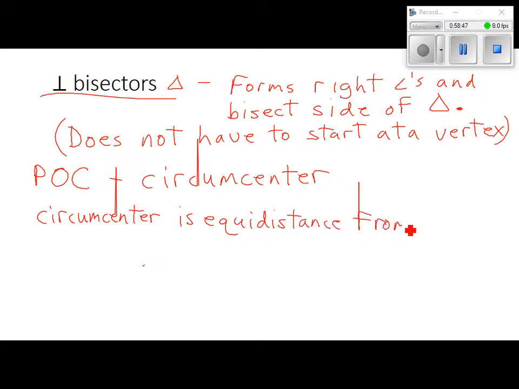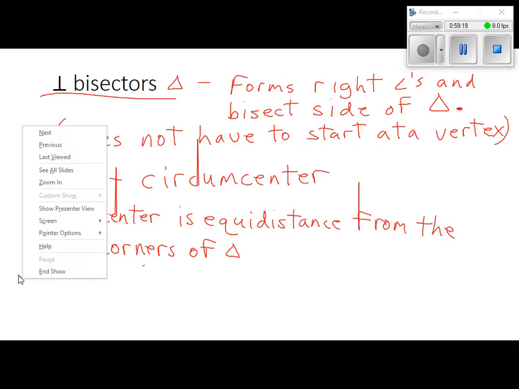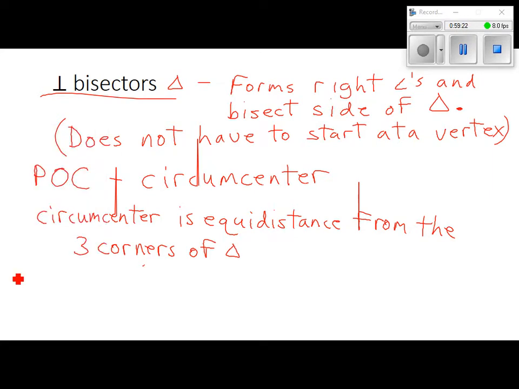I'm going to write it a little different. Instead of saying vertices, I'm going to say from the three corners of the triangle. Everybody knows that a corner of a triangle is called a vertex, right? It's vertices. So the circumcenter is equidistant from the three corners of a triangle. Everybody sort of have that? I'm going to go to the next one so I can explain something real quick. We're not going to draw the next one because I want to get on to angle bisector.